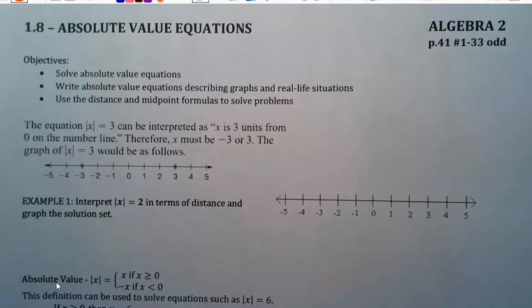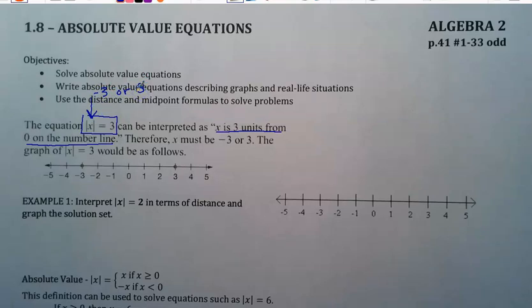All right, so the equation, the absolute value of x equals 3, can be interpreted as x is 3 units from 0 on the number line. Now this may sound ridiculous and unimportant, but it's actually important. This equation means x is 3 units from 0 on the number line, because therefore x must be -3 or 3. So the number inside here has to be -3 or +3.